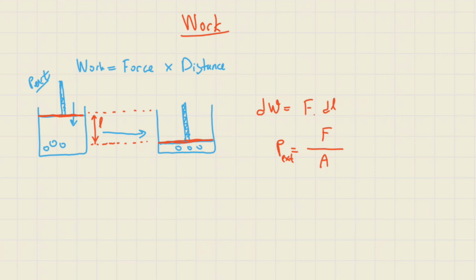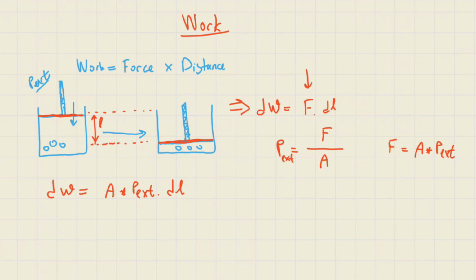The area is constant, but we can write the F. I want to replace the F since F is not useful for me right now. I can write A times P external for the force, and I will make a rearrangement of our formula here. The work change will be equal to force, or A times P external times dl.